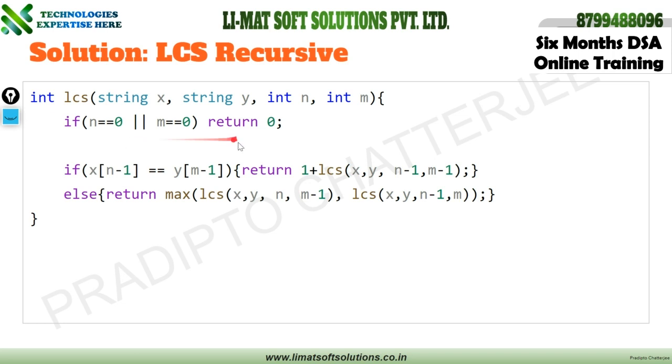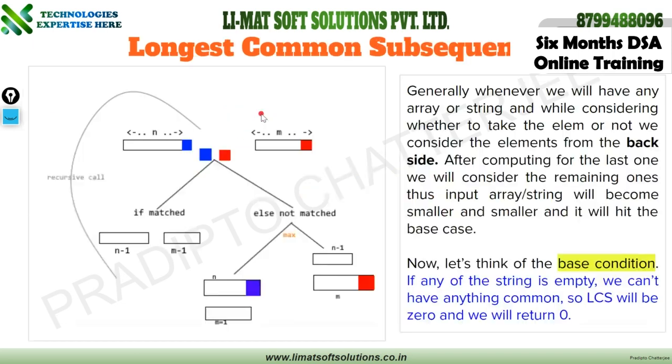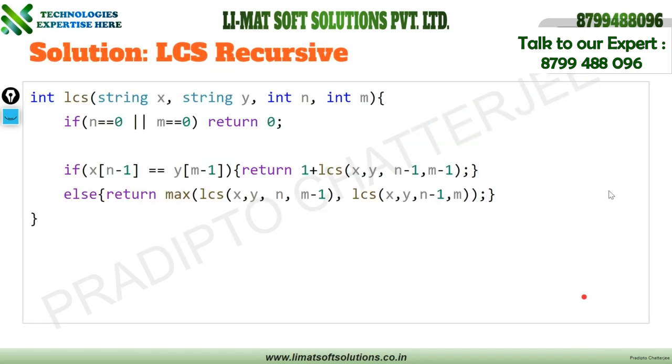So if they are empty, I will simply return 0, as I have already talked about in the base condition. You can see the base condition is if they are empty. So how do we represent in our code that any of the strings is empty? Their length must be 0. So n equals 0, the length of the first string is 0, or, this is the pipe symbol, m equals 0, so I will return 0. No LCS is possible, because there is nothing to match.